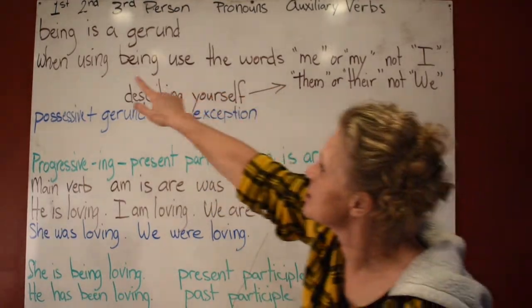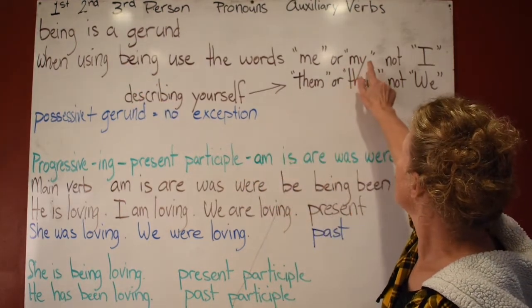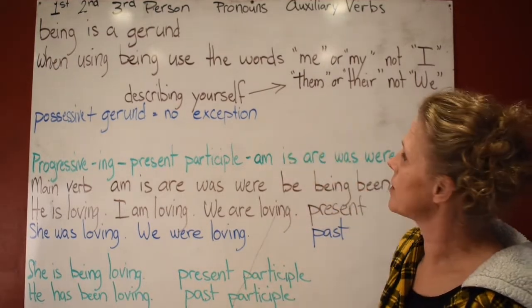Possessive plus the gerund being, no exceptions. Possessive plus the gerund being. All right, that's how you do that.